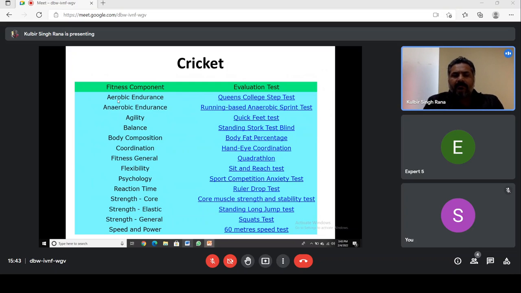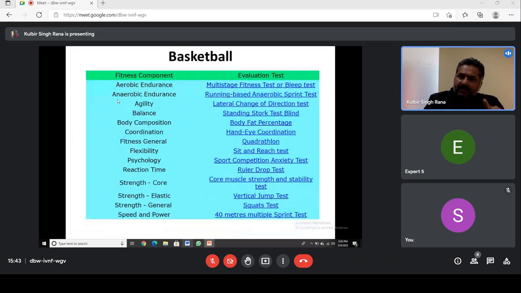Otherwise, previously, the fitness parameters were not that important in cricket, right? Yes. So nowadays, you'll see all those parameters being tested. Some sets of tests are very common and have been used widely. If you look at the basic fitness tests, the multi-stage fitness test or beep test and the yo-yo test are almost similar kinds of tests.